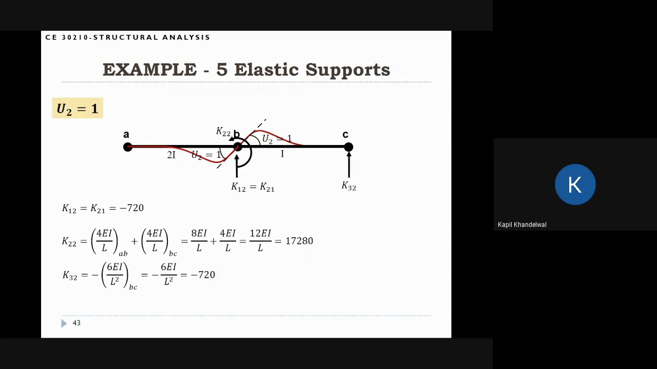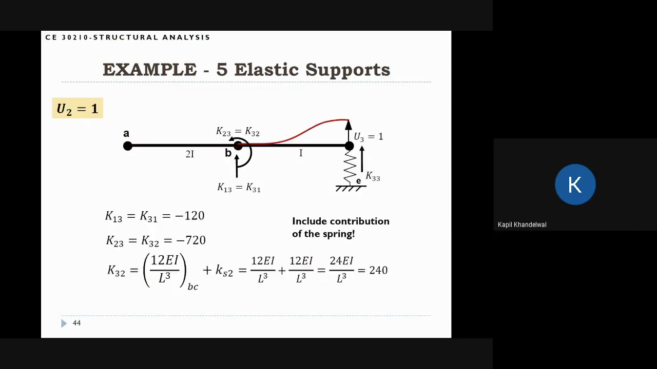And then we have just one more degree of freedom left, and we can do it quickly. So the last degree of freedom is U3 equal to 1. This is the vertical displacement at C. So in this case, you can think that the second spring is also deforming. Okay, so we have to have the contribution of this spring also. So K13 and K23 come from symmetry. So we are not doing the calculation again for these two coefficients.